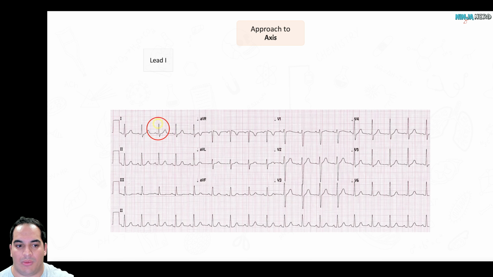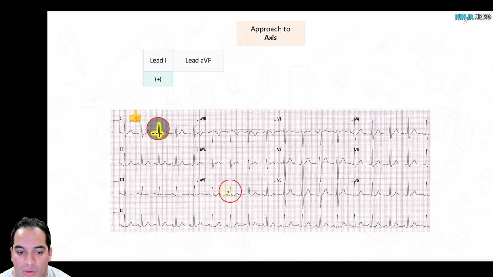So what I want you to do is take your left hand and lift up your thumb. All right, so that's thumbs up on that side. That's the first thing I do. Second thing I do is I have to look at AVF. What's the QRS complex looking like? Is it an upwards deflection or a downwards deflection? Now, in this case, it's upwards. Get that thumb up. When both thumbs are up, it's normal, baby. That's a normal axis. There's no true underlying pathology here.